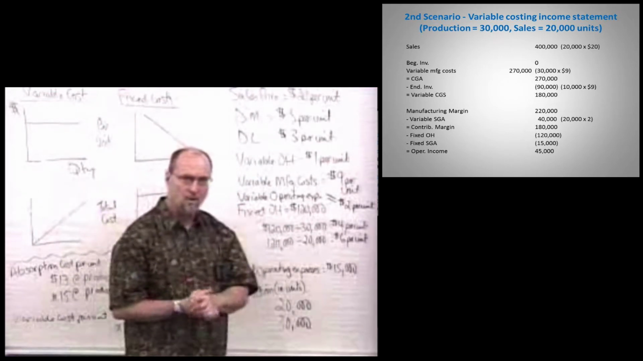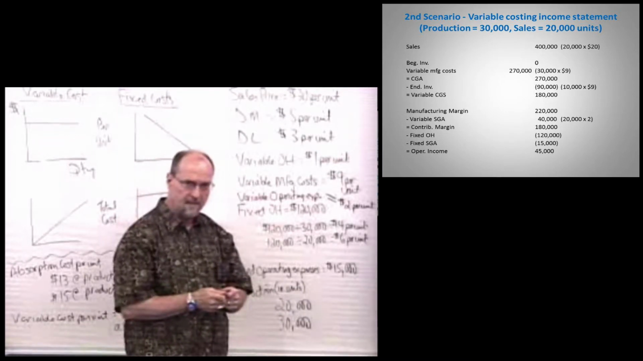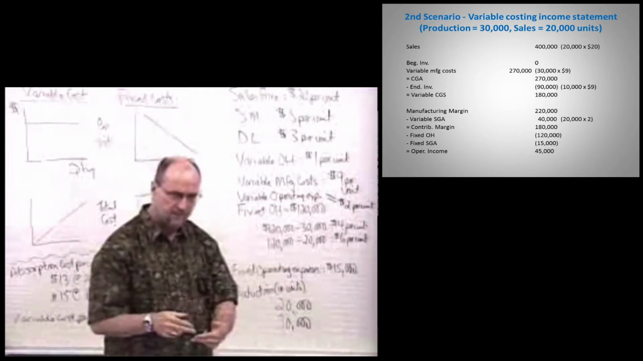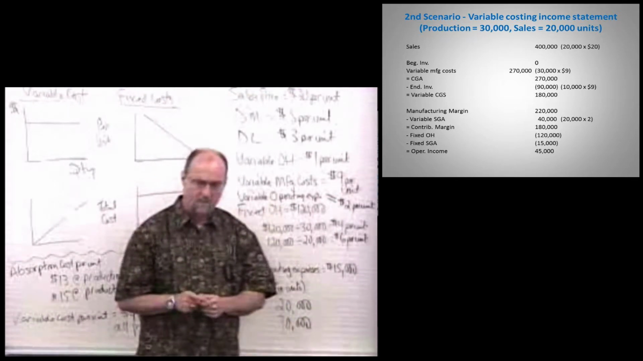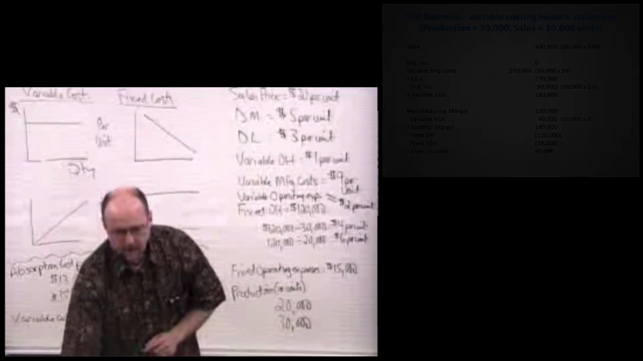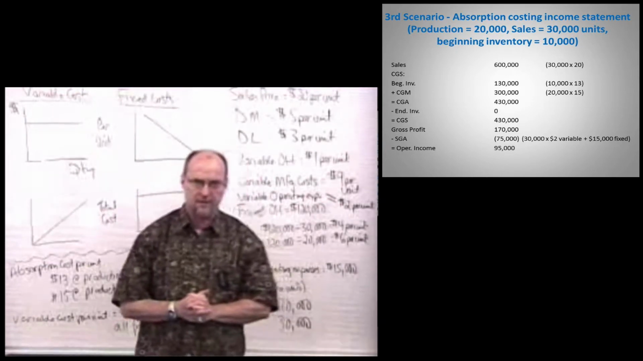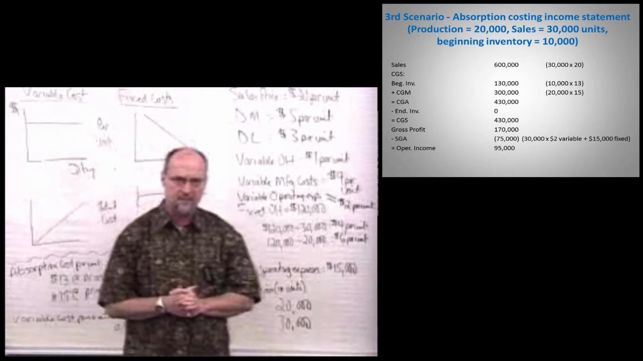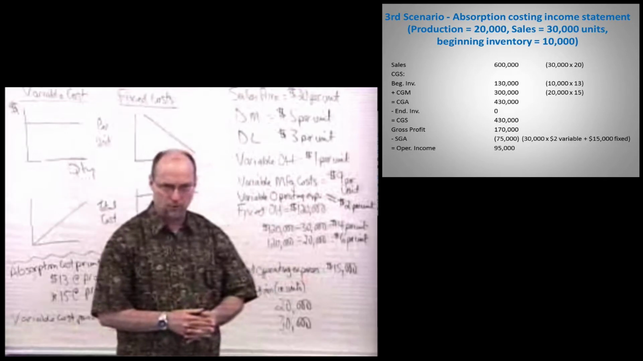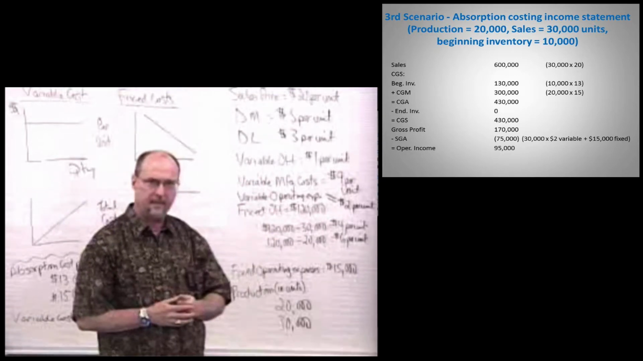So when we produce more than we sell, operating income will be higher under absorption costing than it is under variable costing. Okay, we're going to summarize these differences in one of the last slides. We have one more scenario to look at, and this one's probably the most complicated. Under the third scenario, production equals 20,000 units for the period, but we sold 30,000 units, and we're going to assume that we had 10,000 units in beginning inventory from the previous period, right? Last period's ending inventory becomes the following period's beginning inventory.